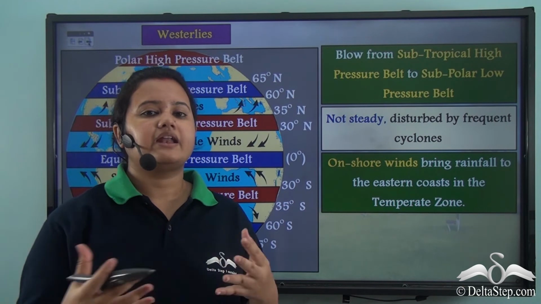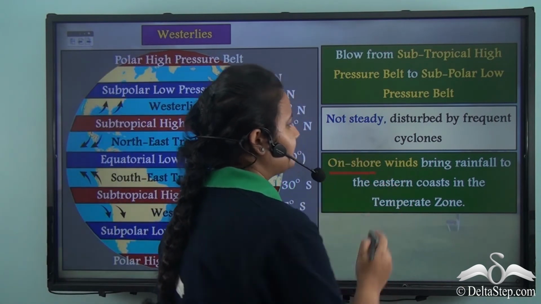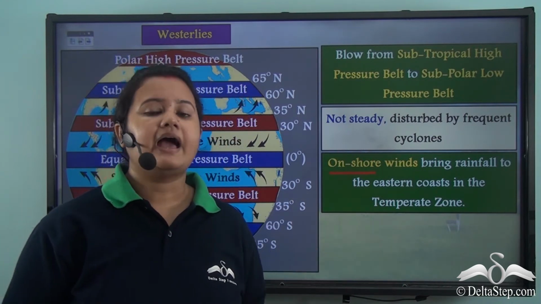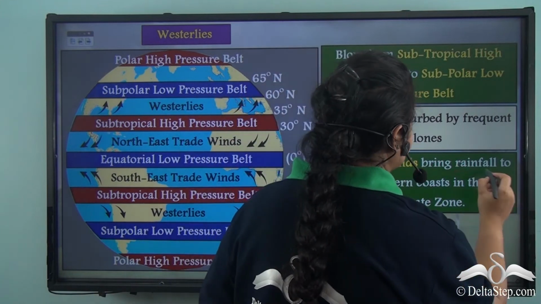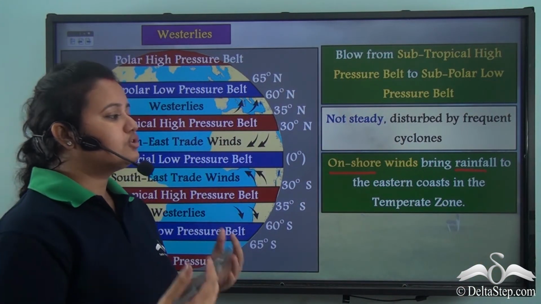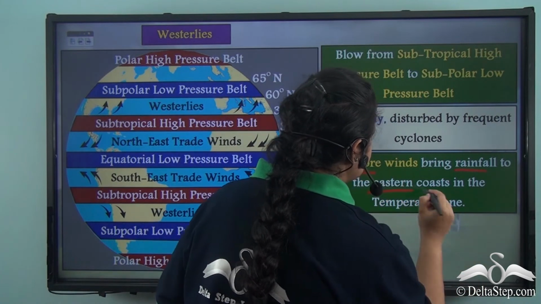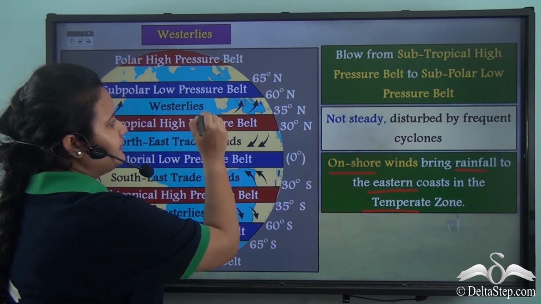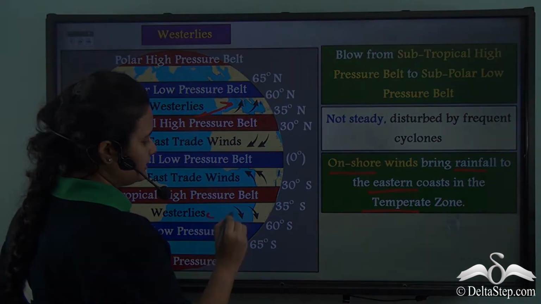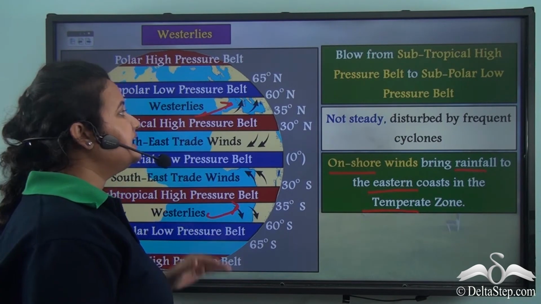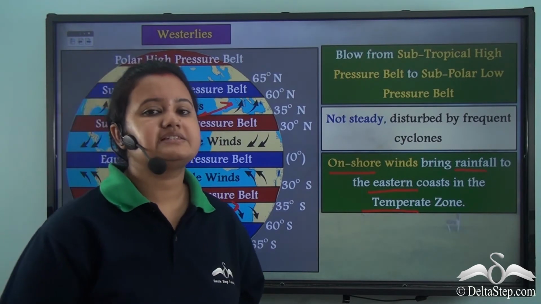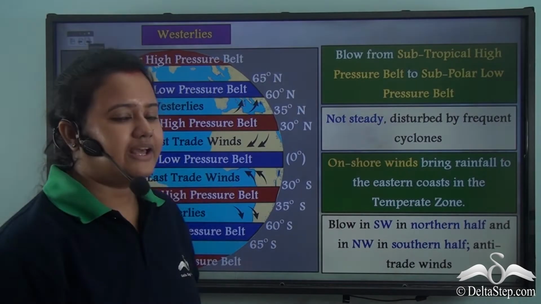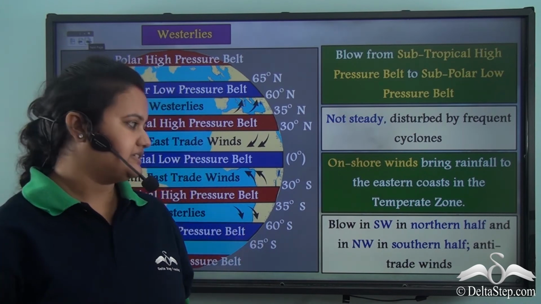Now westerlies can also be onshore winds. And as we have discussed, onshore winds blow from sea to land and they bring rainfall. Westerlies also cause rainfall on the eastern coast in the temperate zone. We know westerlies blow from west to east, so these winds hit the eastern coast of the continents and cause rainfall in the eastern margins of the continents.